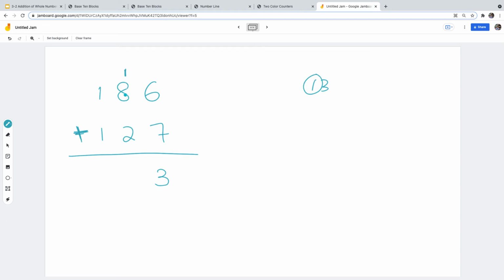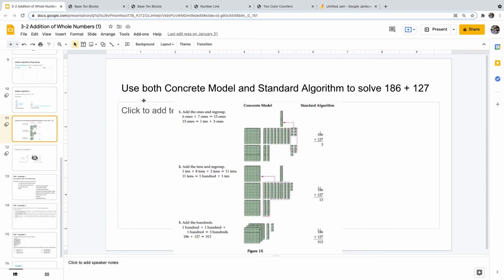So now we have 8, 2, and 1. 8 and 2 makes 10, and we have one more tens rod. So we have 11. But that is 11 rods. That's why it is 100, right? Because it's 11 rods, that 100 group goes up here. Now we have 300s. 313 is the answer using the standard algorithm.